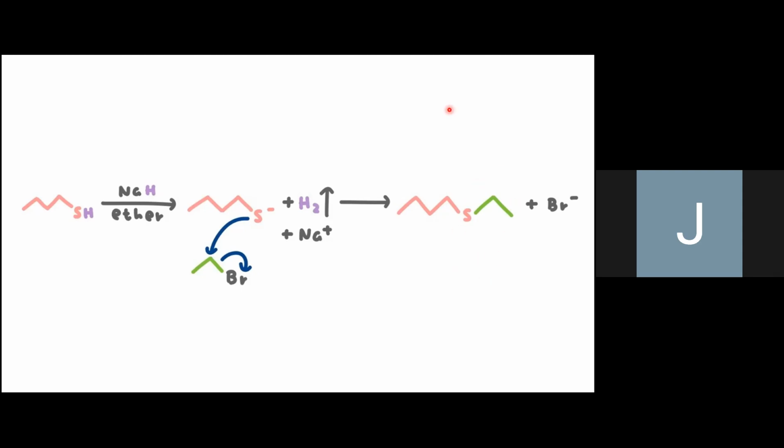Okay, does anyone have any questions? Okay, if not, I'll move on to our next reaction. Oh, the bromine, that's from our alkyl halide. So remember, that's the halogen that was kicked off. That was our leaving group for this SN2 reaction. Any other questions? Okay.